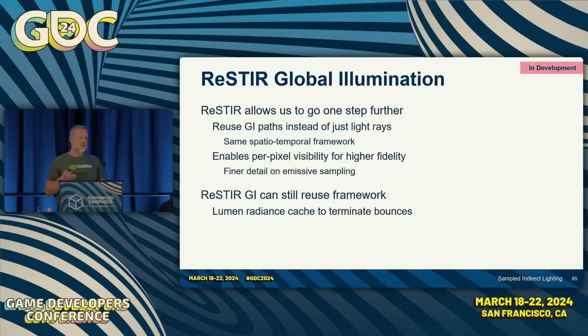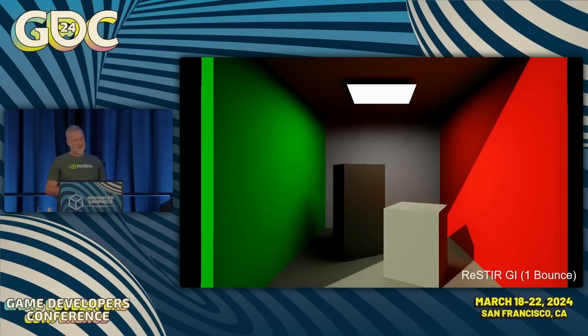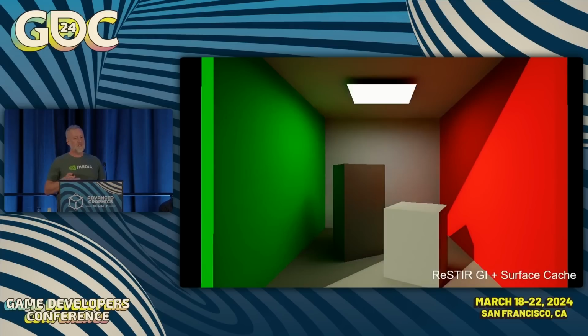And it's important to note that we're still reusing the same frameworks here, and importantly, we'll still reuse the Lumen radiance cache for terminating bounces. So let's take a look at what we get out of ReSTIR GI. It looks good, the Cornell box scene that we all know, and it's just doing a single bounce. However, let's tie it into the Lumen surface cache, and now we've got a really nice image here, and we're getting multiple bounces out of it. Comparing to the path tracer, we're very, very similar. So again, this is trending really well.